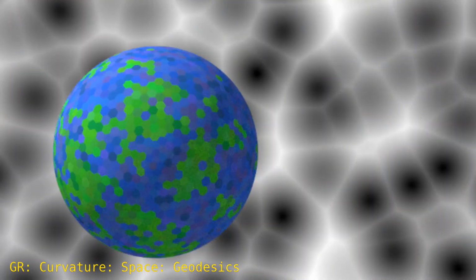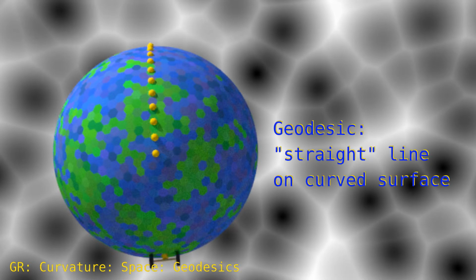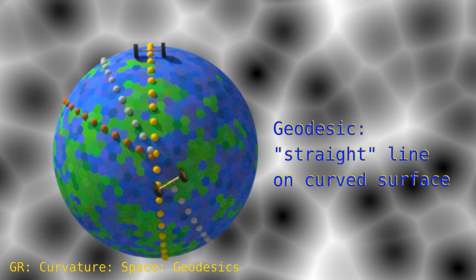Now let's put the cart on the sphere and let it loose. It'll do its best to follow a straight line. That line is called a geodesic. On a sphere, the geodesics exactly cut the sphere in half, just like the equator on Earth or any meridian.